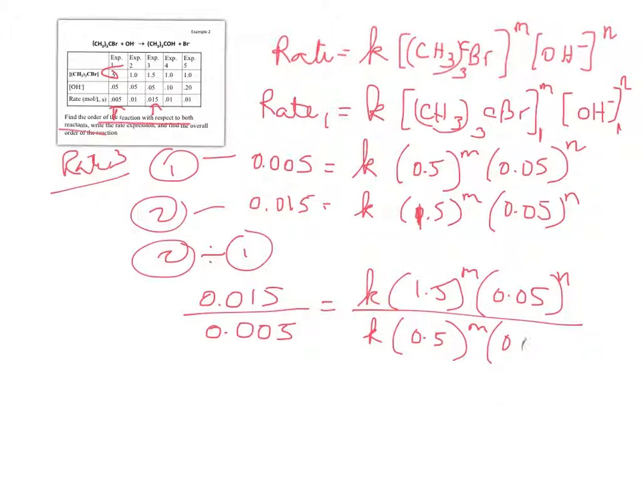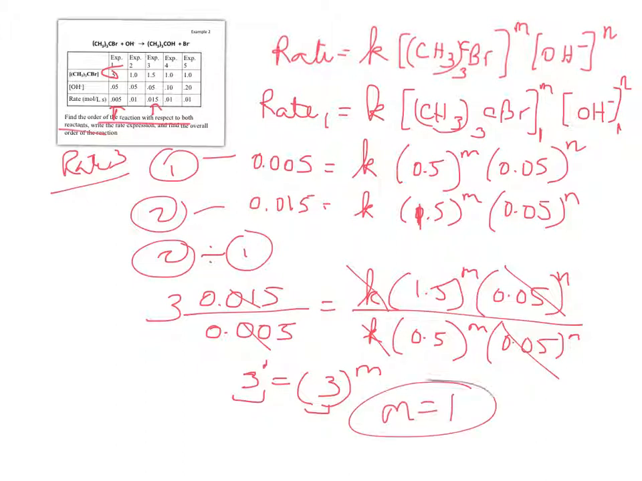M 0.05 N. These two cancel off, K cancels off. Hopefully you can see that this should be 3 times, and 3 is equal to 3 raised to the power of m. If the bases are equal, then the powers have to be equal, so you can say m is equal to 1. We know the value of m now. What do we do next?